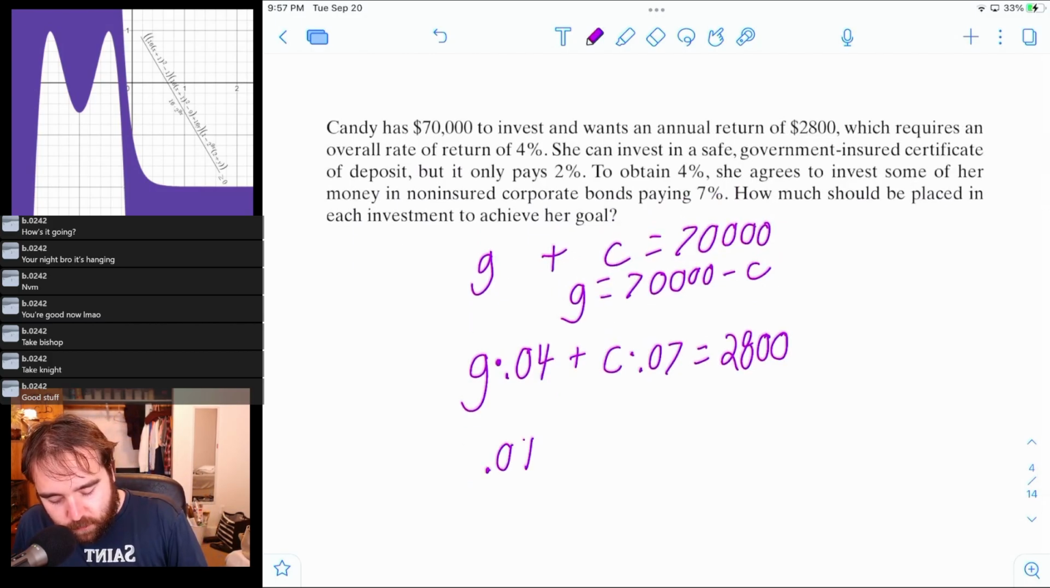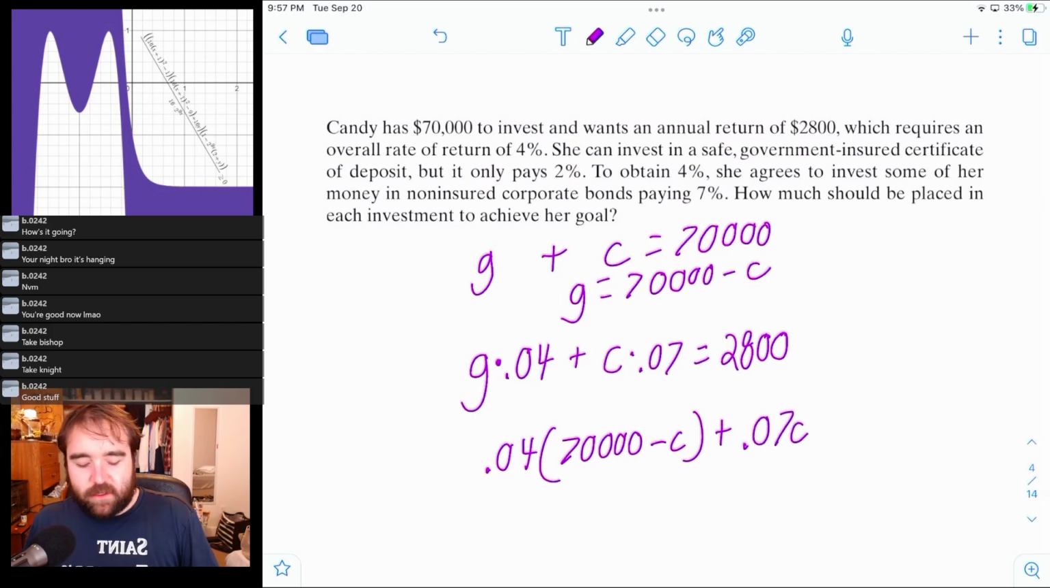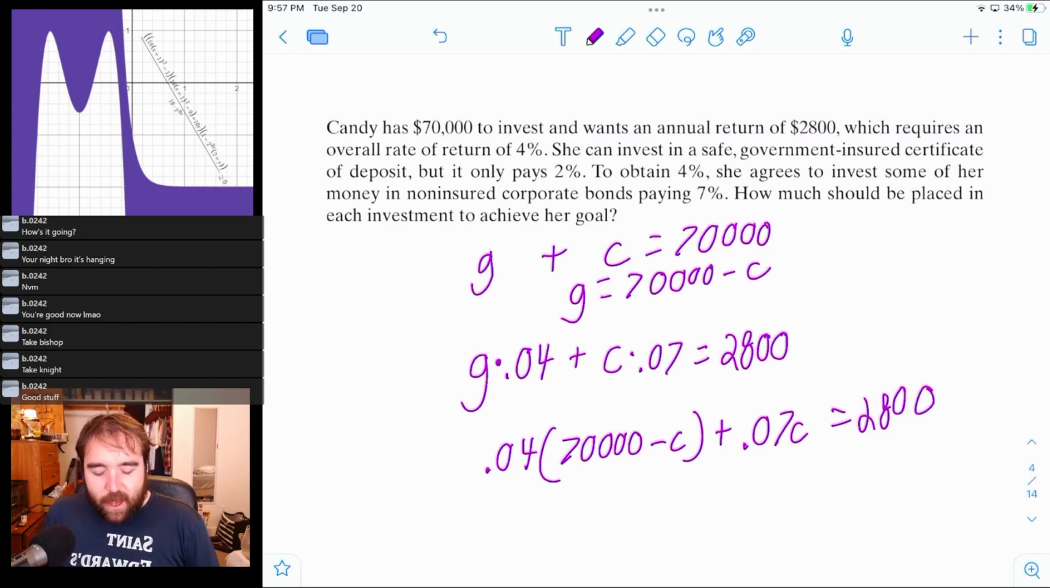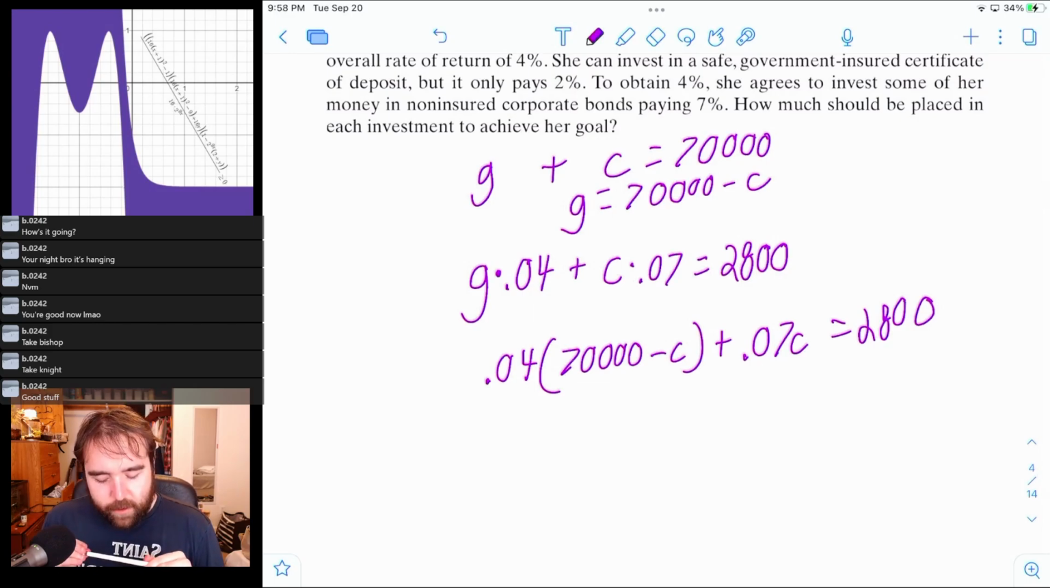So 0.04 times (70,000 minus C) plus 0.07C equals 2,800. And see, now that we have that, we have just an equation with one variable, so we can solve that for C. So let's go ahead and do that out. We can probably do this with no calculator.